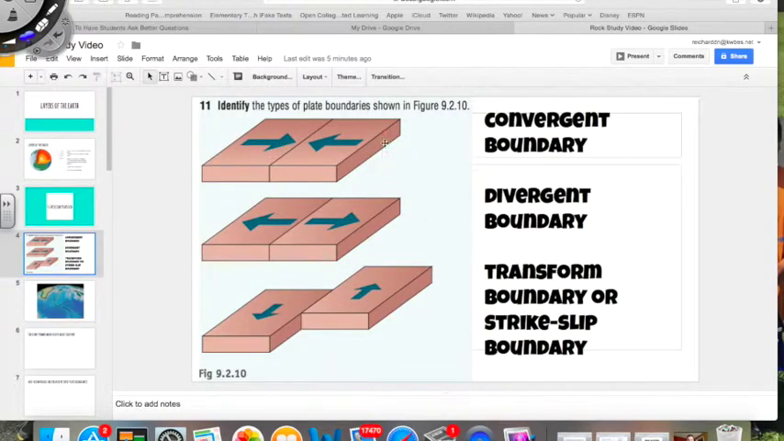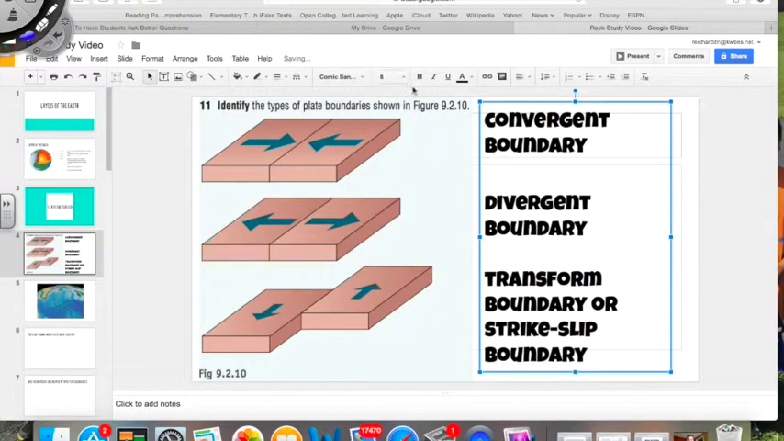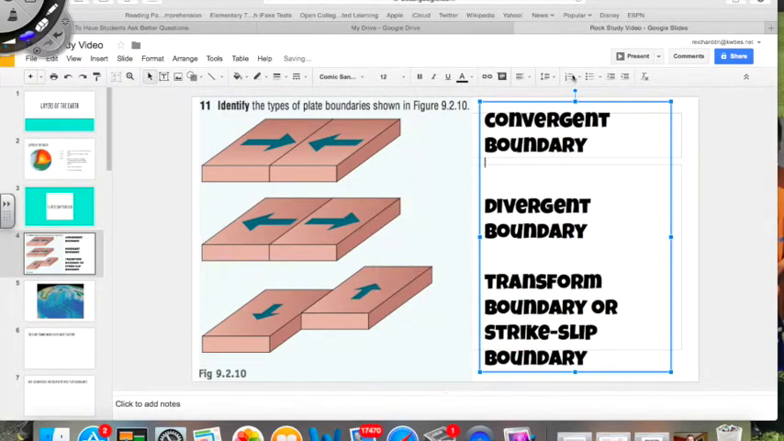Okay, so we have convergent boundaries where the plates are hitting into each other. They're coming together. We have divergent boundaries where they're going away from each other. And transform boundaries or strike-slip is where they're rubbing against each other. Now the big thing that I want you guys to do is tell me a real-life geological feature that you could see forming at each of those.